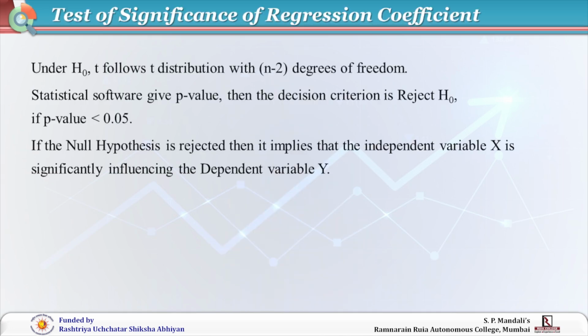The test of hypothesis that we will be performing for testing the significance gives us a test statistic T, and this T follows a T distribution with n-2 degrees of freedom, using which a p-value will be calculated. If this p-value is greater than 0.05, then we decide not to reject the null hypothesis H0, which will mean that the independent variable X is not significantly influencing the dependent variable Y, which also would imply that we may not be able to take this relationship further.